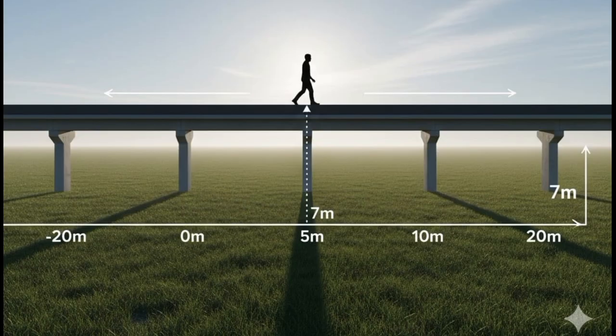Imagine you are walking along a perfectly flat road that is always at a height of 7 meters. No matter where you walk, whether you go toward 5 meters, 10 meters, or 20 meters on the horizontal axis, your height stays the same, which is 7 meters. As you get closer to any point on the horizontal line, your vertical position doesn't change, and that's exactly what this theorem is telling us.